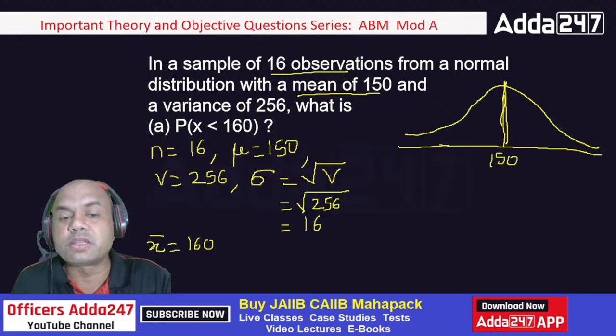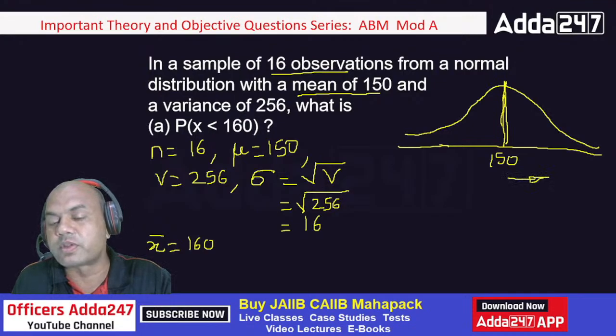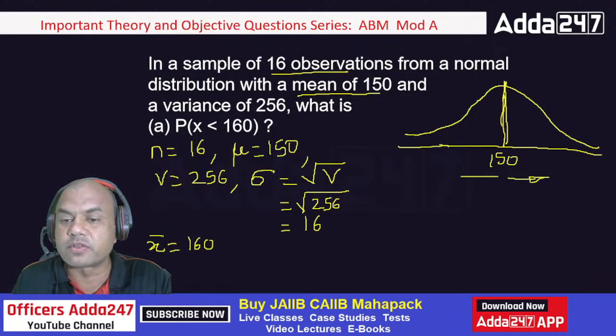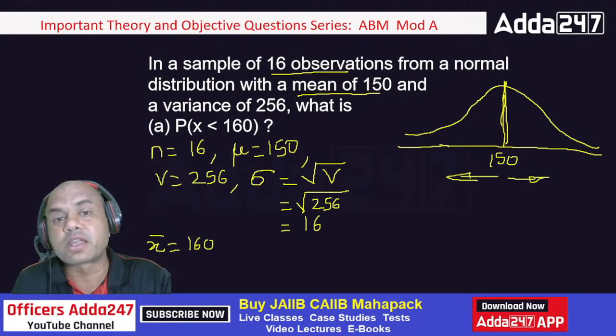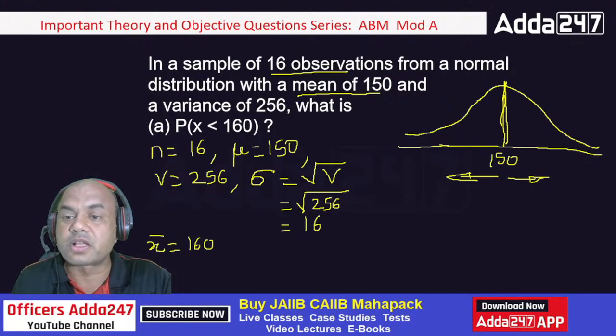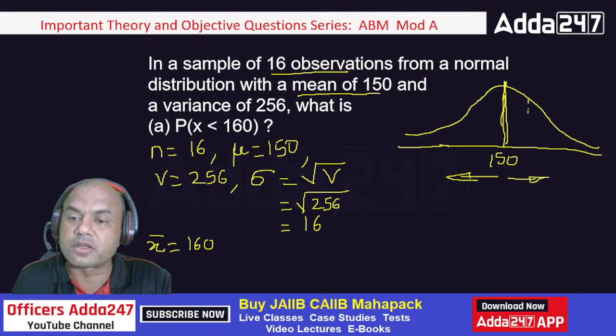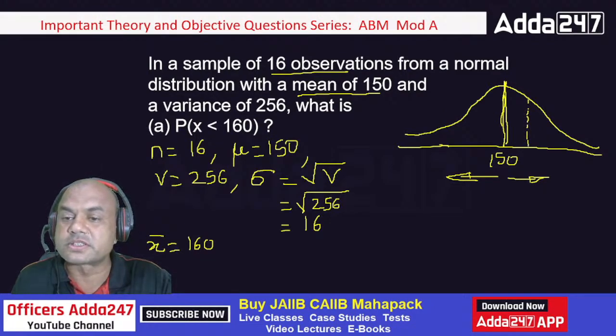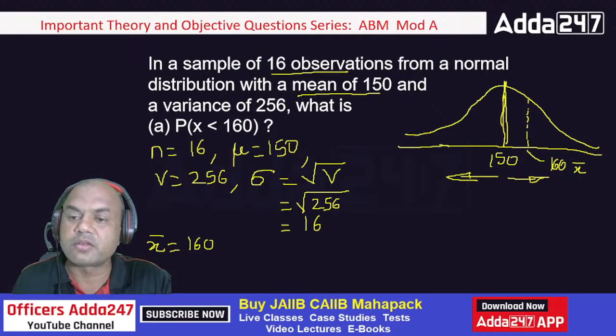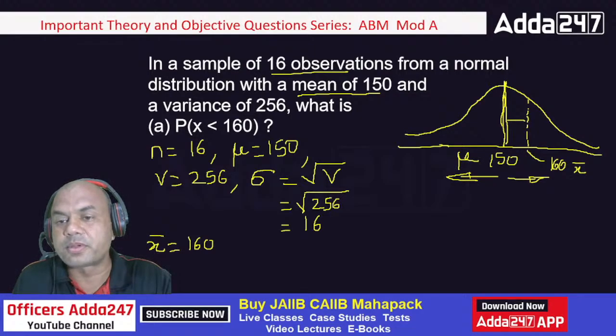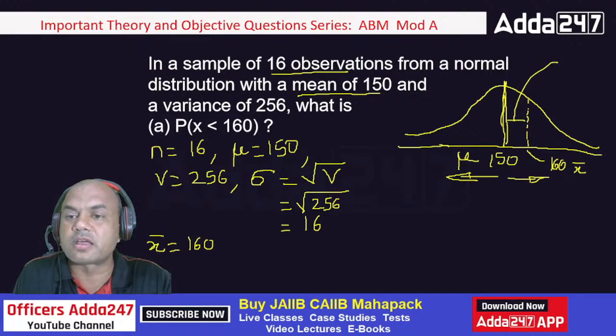Now, what do I want? My probability should be less than 160. 160 is here. This is always the greater-than side, so whatever is greater than 150 will come over here, and whatever is less than 150 will come over here. So my figure is 160, and it will come on this side. This is my 160 figure, that is X bar, and this is mu.